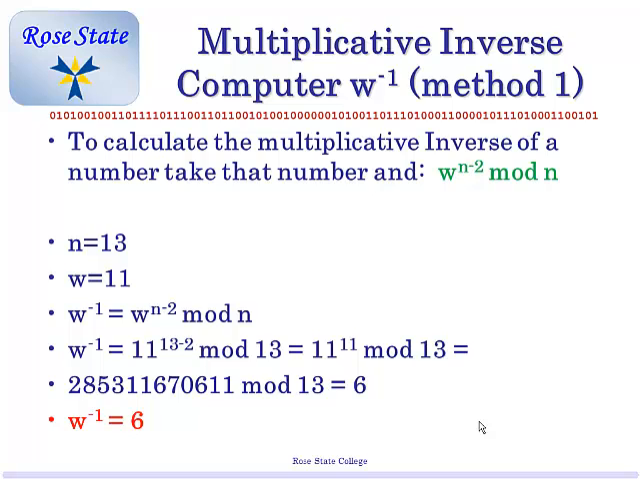So far, so good? Everybody here? So you actually took that number, put the 13 in front of this big old number, and divided 13 into this big old number and ended up with a remainder of 6. And the modulus is the remainder of 6. So the multiplicative inverse is 6. Okay, that's method 1.